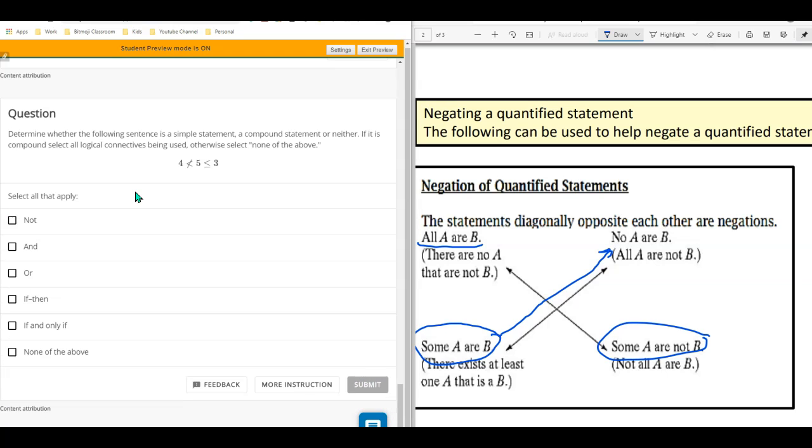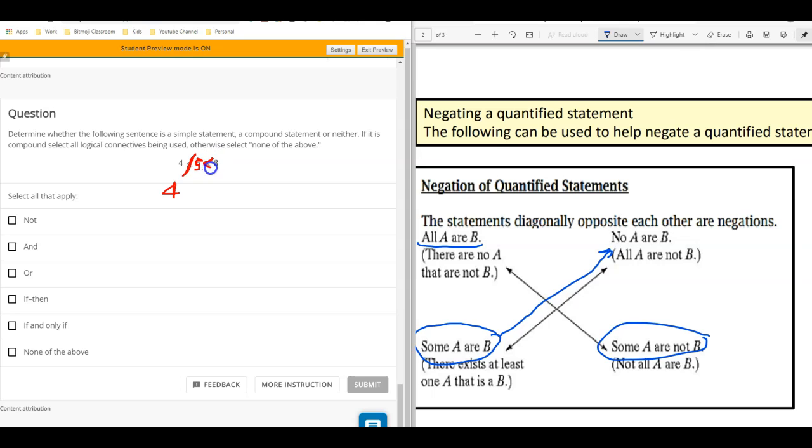All right, let's look at this problem here. This is very interesting. Determine whether the following sentence is a simple statement or a compound statement or neither. If it is a compound, select all logical connectives being used. Otherwise, select none of the above. So I always want to read first. So I'm going to say 4 is less than or 4 is not less than 5.